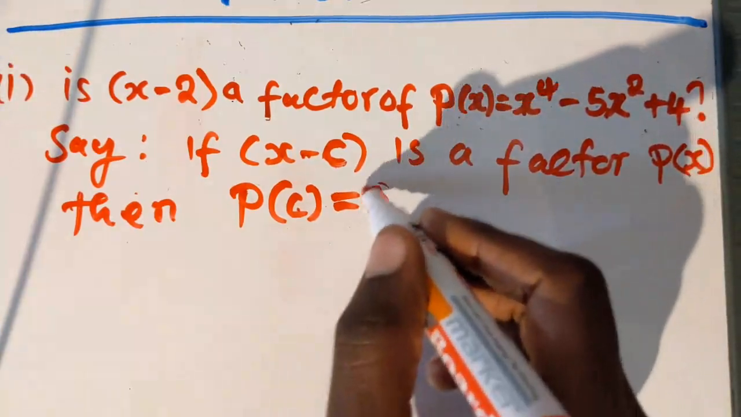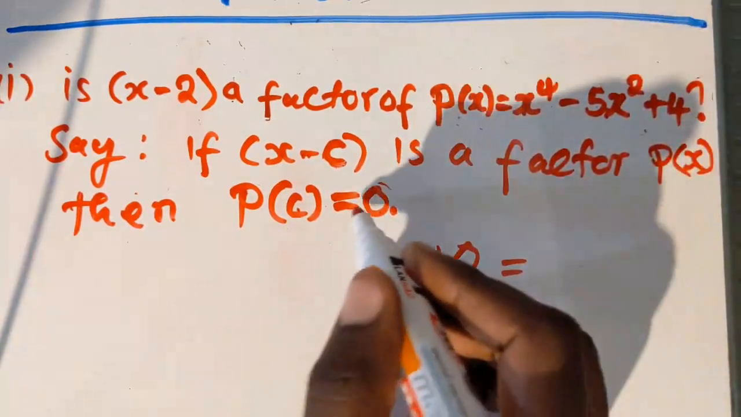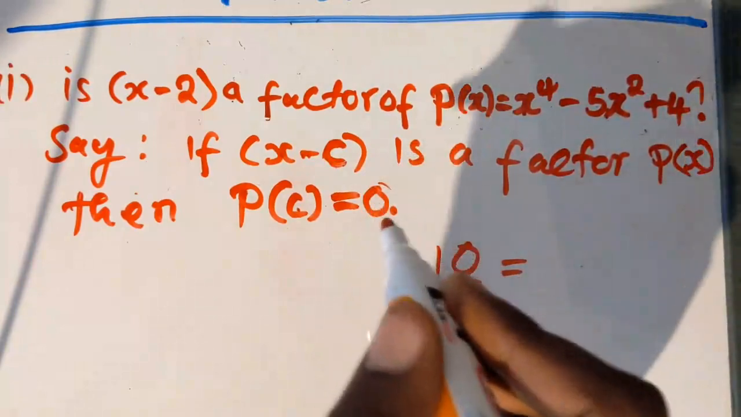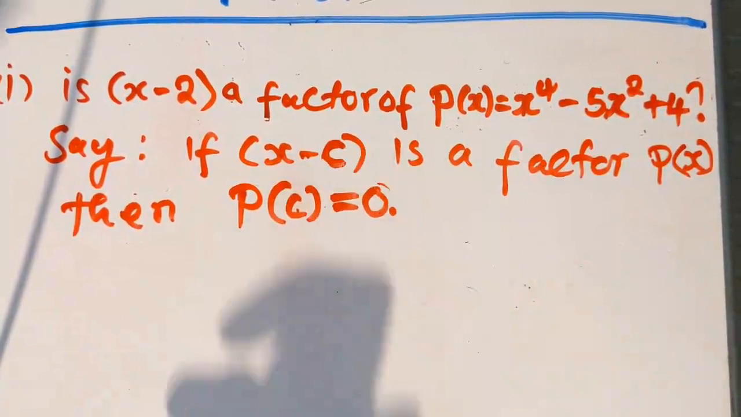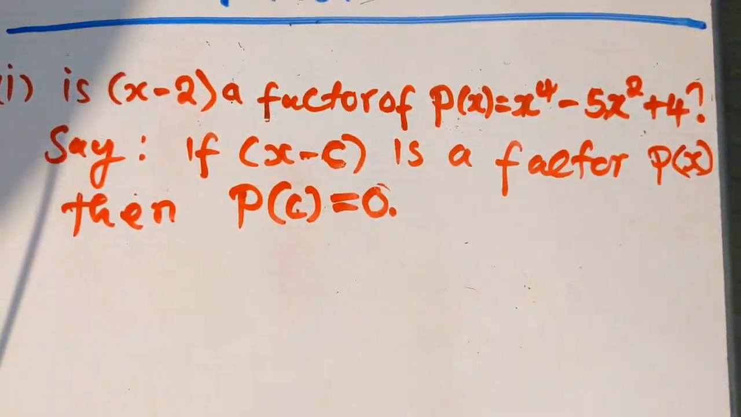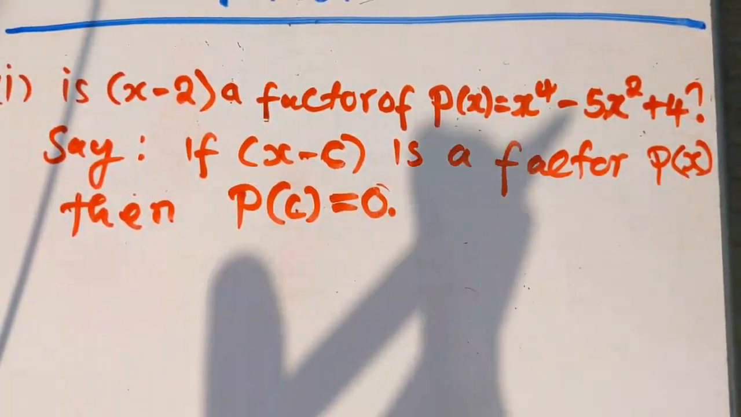0. So what it gives you this side, it is the remainder. So the remainder is what? Is 0. So if the remainder is 0, then that is a factor. That is what it means. I'm sure you've gotten that point.